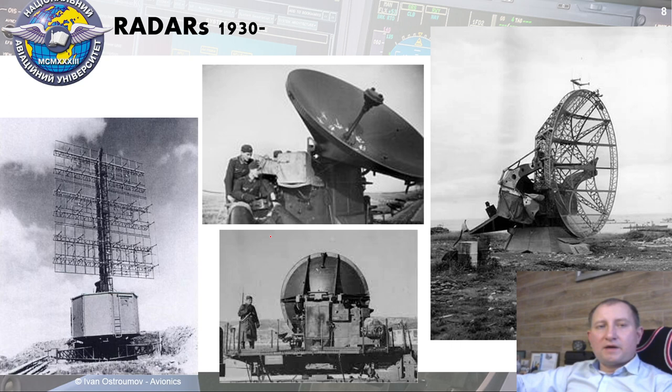Also, around 1930 was the time when radar technology arose. Radar is a specific sensor for radio ranging and identification. Here you can see the first radar antennas and radar configurations, and we also need to know that radar was a secret military technology for approximately 30 years. Thus, 1930 was only the beginning, and it was a top secret technology for the military.